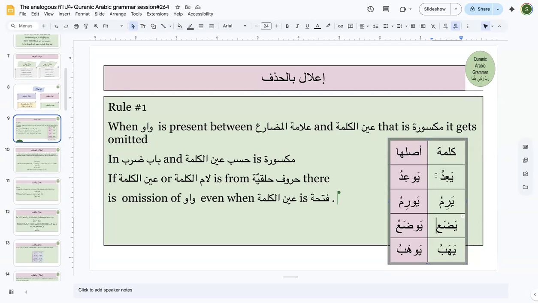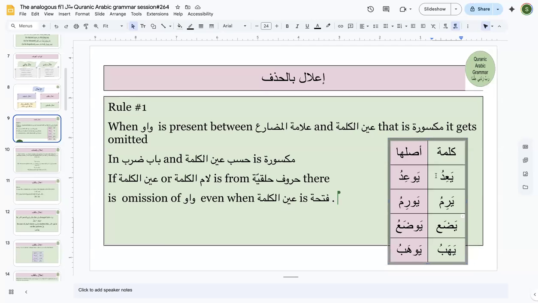Is this clear to all of you? Why are you not seeing yawrimu, you are seeing yarimu? What is the reason for that? Because your waw is present between alamatul mudari and ainul kalima that was written with a kasra. Therefore, your waw has to go away. Everyone with me so far? Rule number 1 is clear to all of you? Alhamdulillah. So far, you are with me.